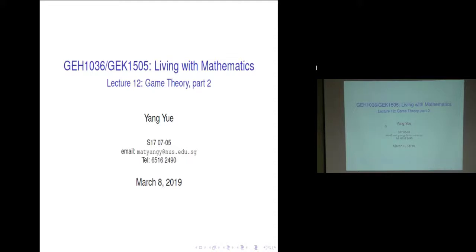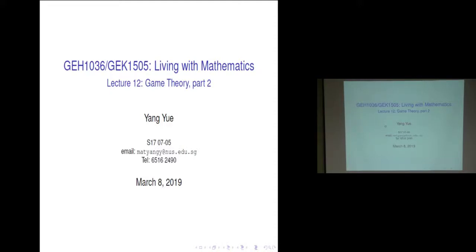Okay, so it's time to start. We are still in the topic of game theory. Last time we talked about some games. We gave the setup, we introduced the notion of Nash equilibrium, and then we studied some of the games and figured out the Nash equilibrium. We also had examples where a Nash equilibrium may not be the so-called optimal solution.